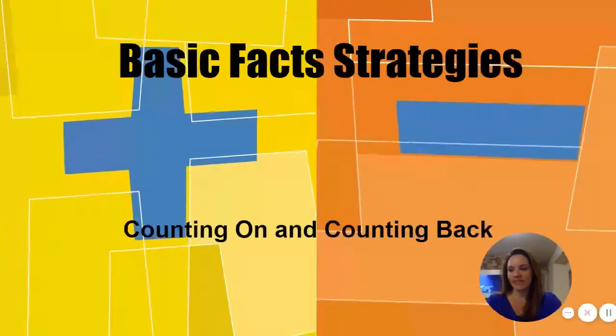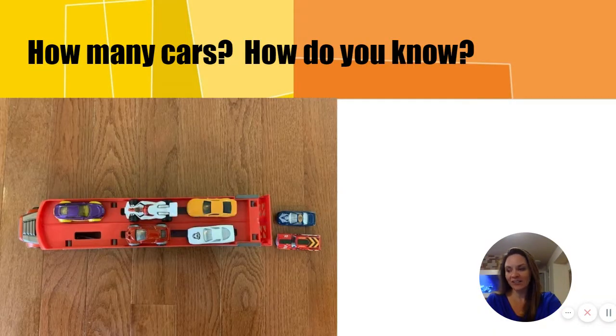Today, we are focusing on the basic fact strategy, counting on and counting back. I'm going to show you a series of pictures, and I want you to figure out how many cars are in the picture. You may want to hit pause after I show an image, or if you need more time to think or to discuss an idea. Ready? Let's begin. How many cars? How do you know?